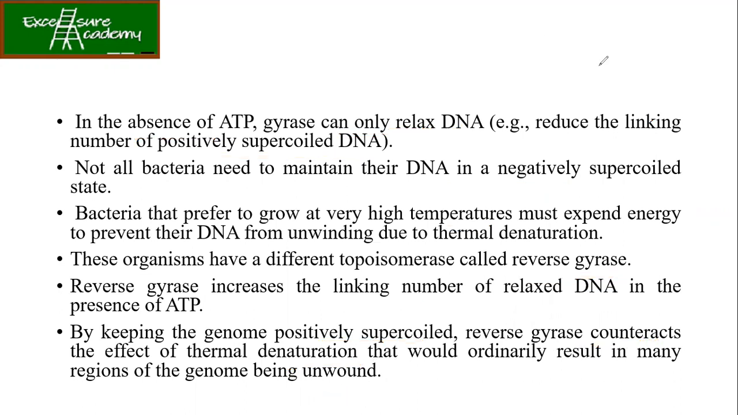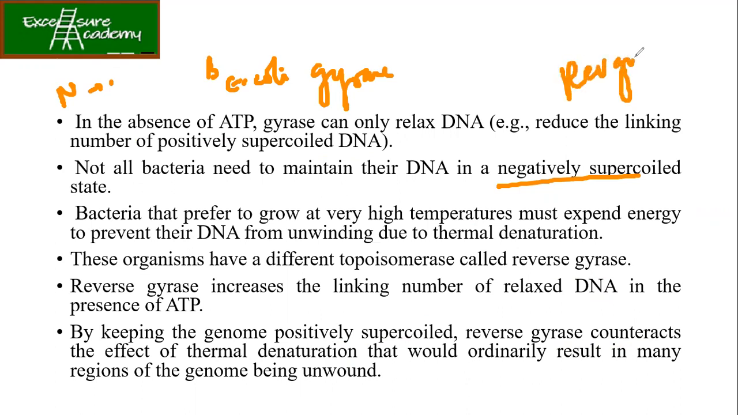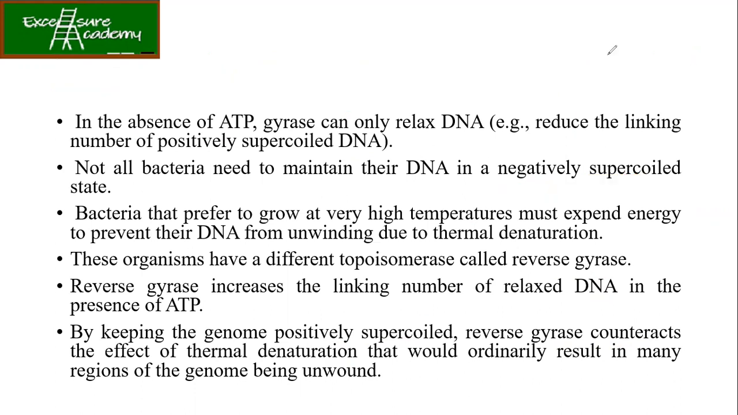So from this what we understand is that in the case of eukaryotes, you have got the nucleosomes in order to keep the DNA negatively supercoiled. Whereas in the case of bacteria like E. coli, you have got gyrase in order to keep this negative supercoiling. But not all bacteria need to keep the DNA negatively supercoiled. Only the bacteria which are growing at higher temperature need it. And for them, we have got the reverse gyrase. So I hope the entire 2-3 slides are clear to all of you.